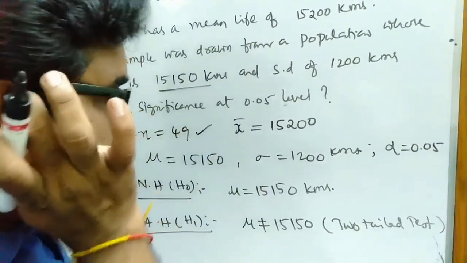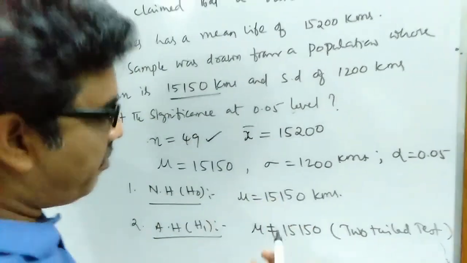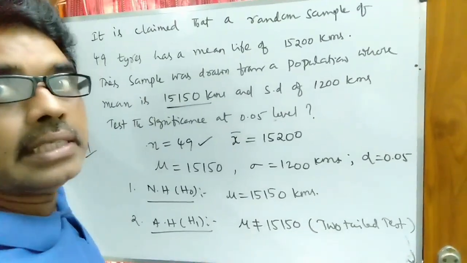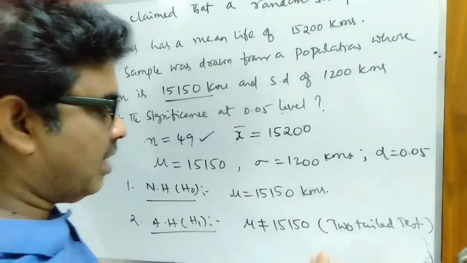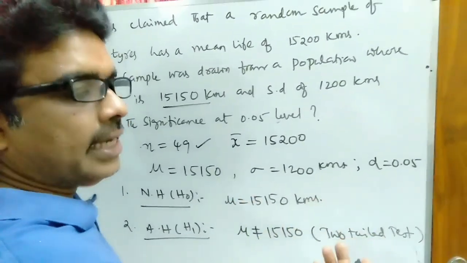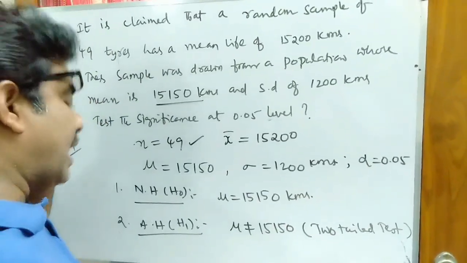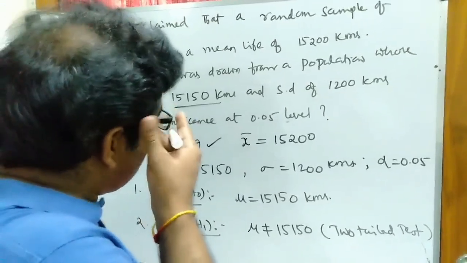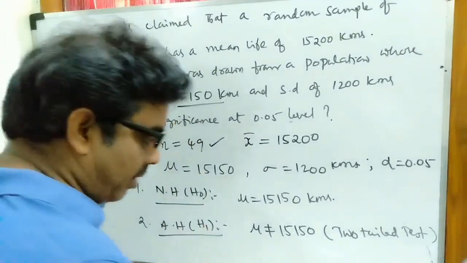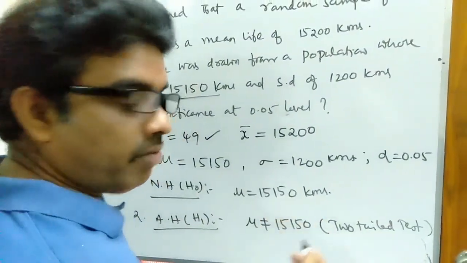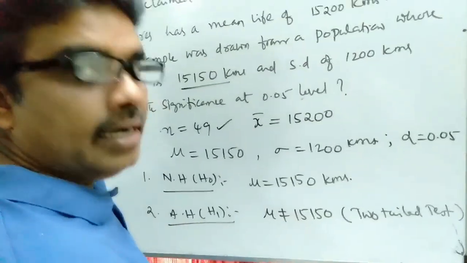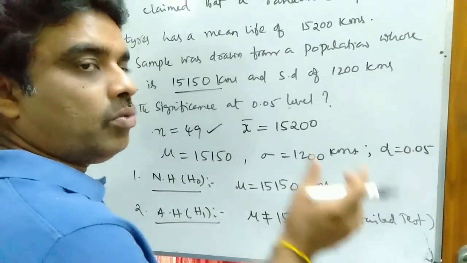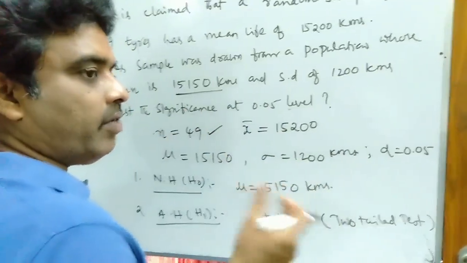That means the tire may get a life of more than 15,150 or less than 15,150. There may be two chances. If it is only for mu greater than 15,150, then we go for the single tail test, exclusively the right tail test. If it is less than, then we go for the left tail test. Because it has both opportunities, mu greater than 15,150 and mu less than 15,150, the test will become a two-tailed test. This enables us to decide whether to use the Z value or level of significance on both sides equally or one side.